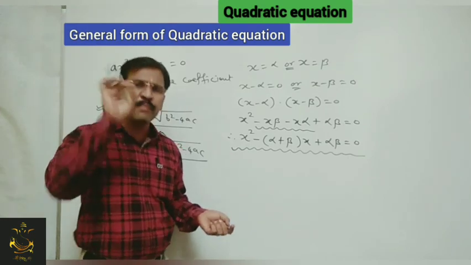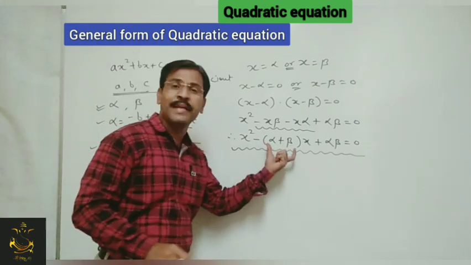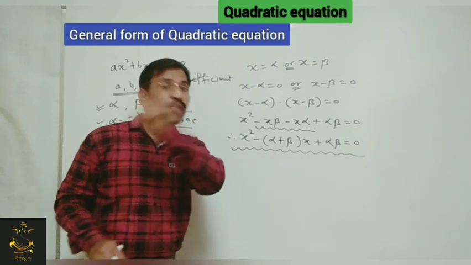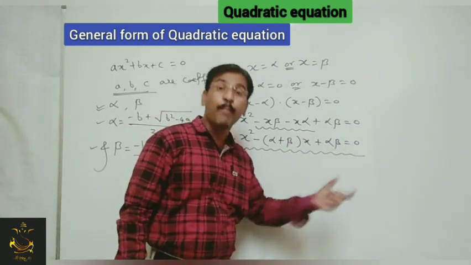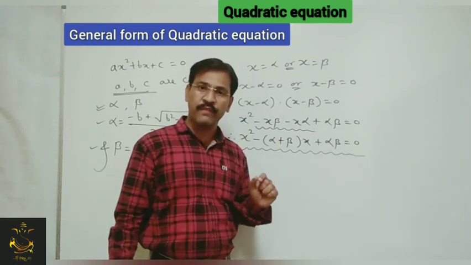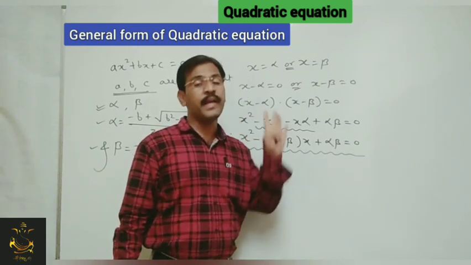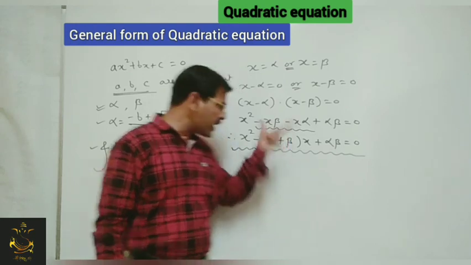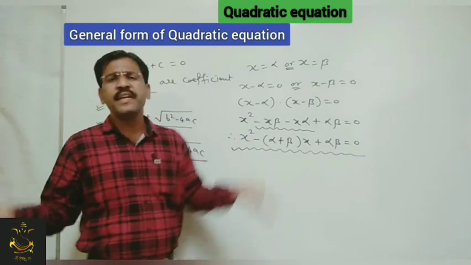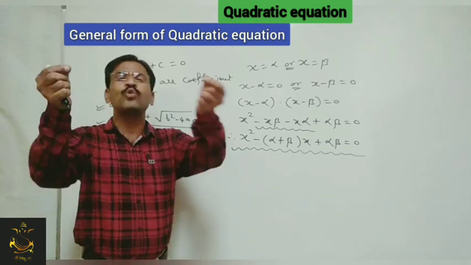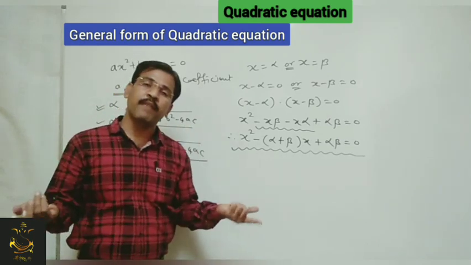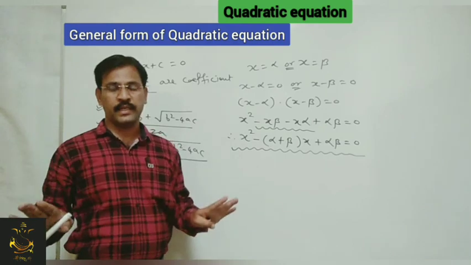Understand? Here the very important part is what? Alpha plus beta is the sum of two roots, and alpha into beta is the product of two roots. Okay friends? That is very, very important. So using this, we can very easily find the required quadratic equation when alpha and beta, the two roots, are given. Understand friends?